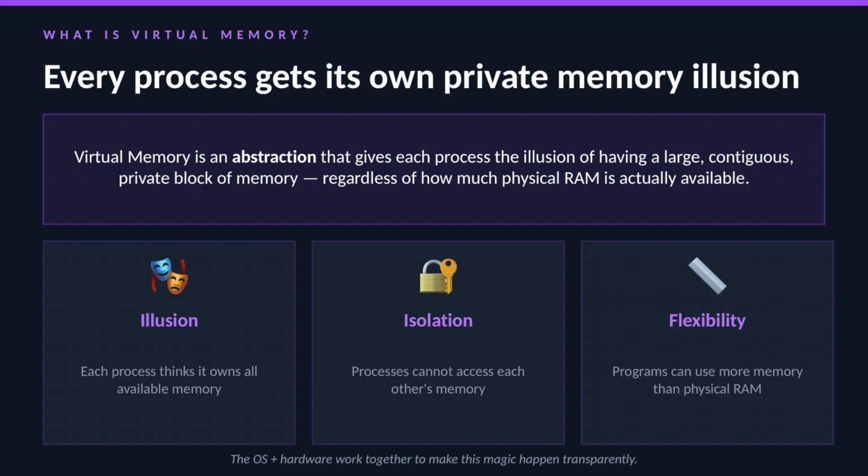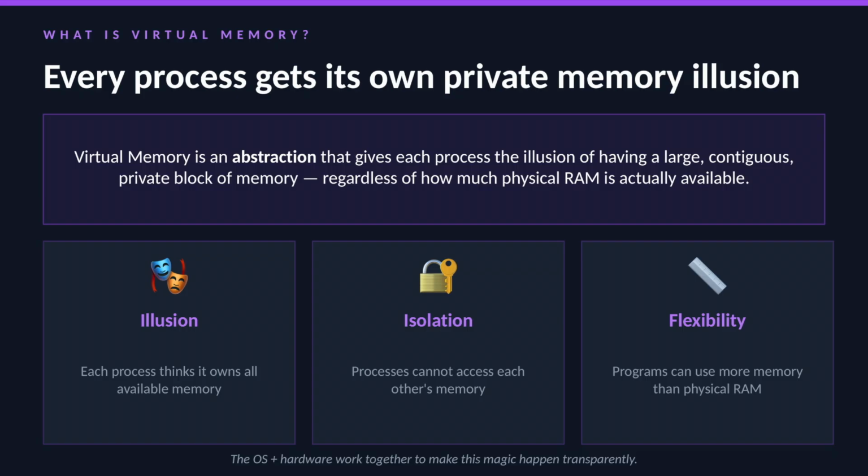To put it simply, it is just an abstraction or an illusion which the OS gives to every process that they have a large, private, contiguous block of memory, regardless of how much physical RAM is actually available on the machine. There are three key things that make this concept very powerful.